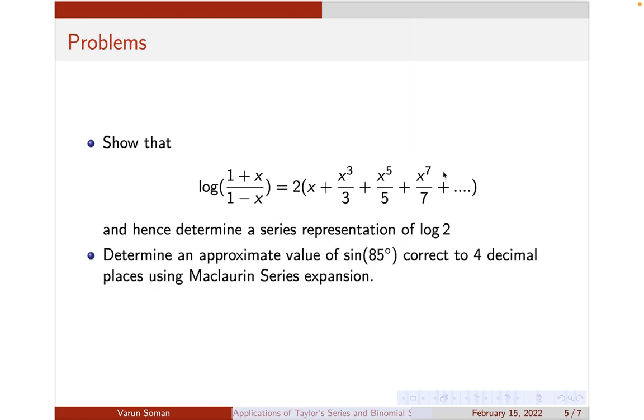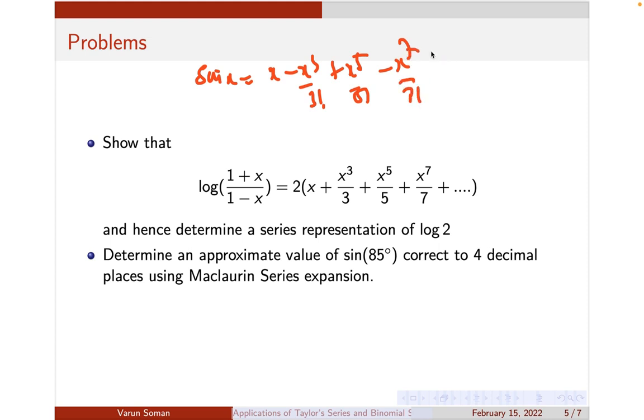So let us now find an approximate value of sine 85 degree correct to 4 decimal places using Maclaurin series expansion. Okay, so it's very simple. Already you know the sine expansion, we have done it in the previous class itself. Sine x is equal to x minus x cube by 3 factorial plus x raised to 5 by 5 factorial minus x raised to 7 by 7 factorial, etc.